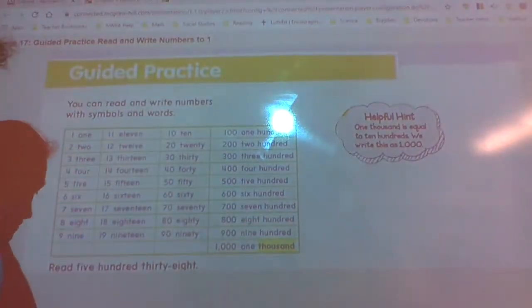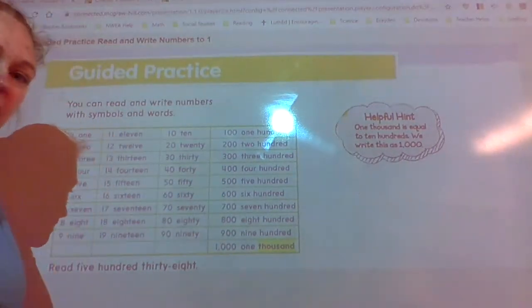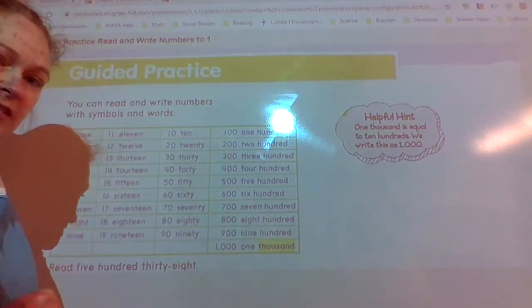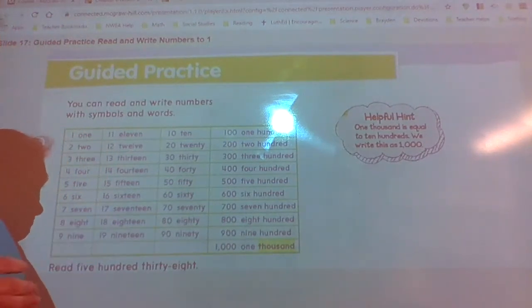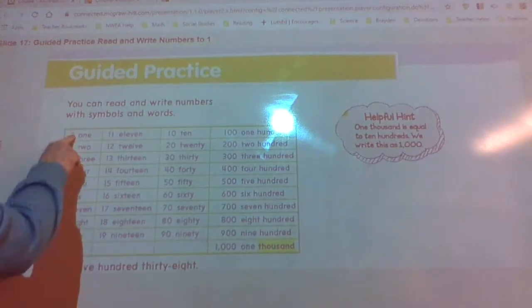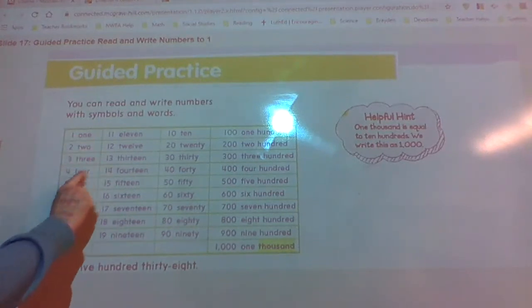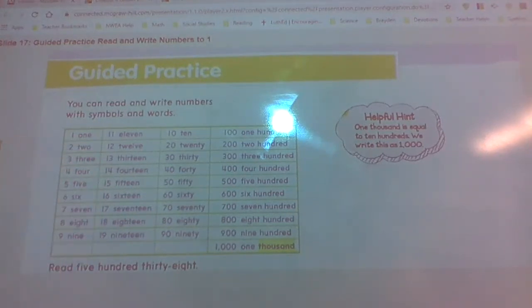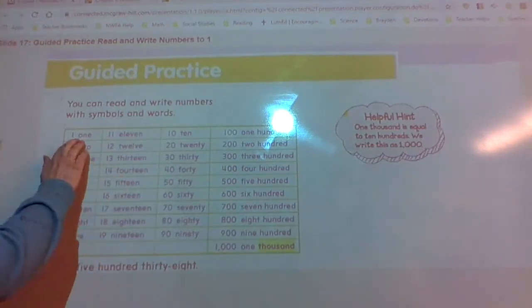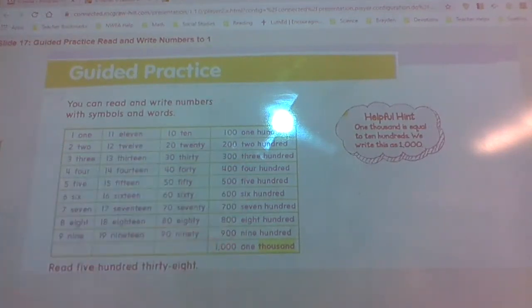All right, so today we're going to talk about reading and writing numbers with symbols and words. Symbols are simply the numbers that we see. Those are the symbols, okay? The words are how we spell or write out the number, okay? So this is something that we've done on our morning work since the beginning of the school year. Again, nothing new here. But this is a nice sheet for practice of how to write those words.